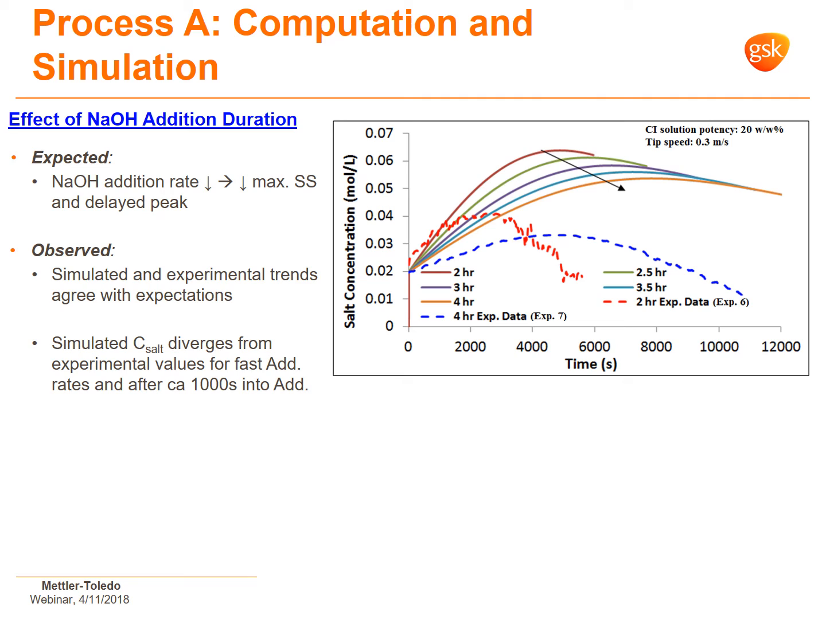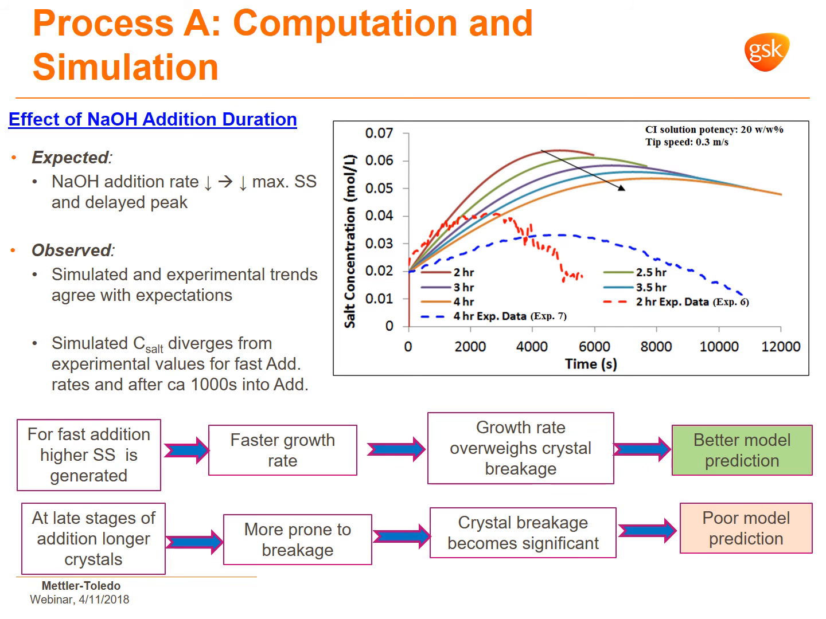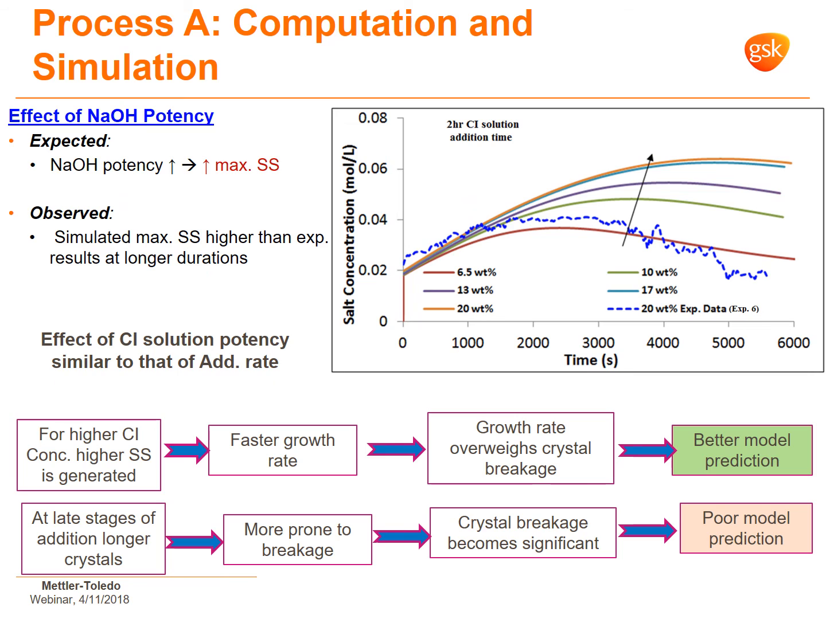However, the simulated salt concentration diverges at larger values. We think that for fast addition, we have faster growth, so the growth rate outweighs breakage, and we end up having a better prediction of the model. However, at later stages, the needles are longer, they are more prone to breakage, and the breakage becomes more significant, so we have a poor prediction of the model.